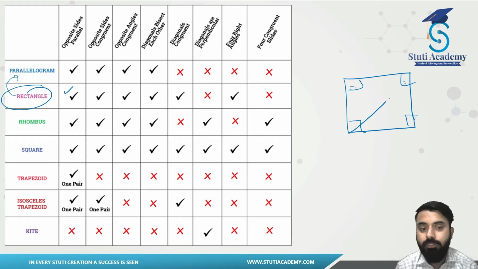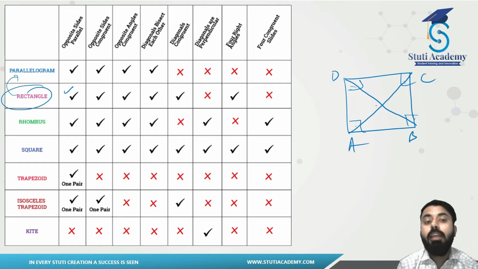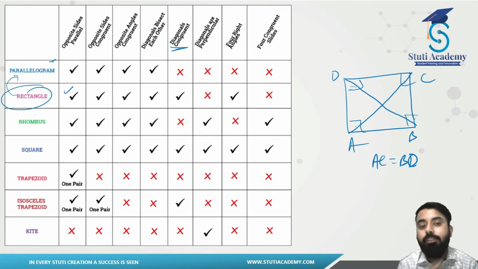If I join the opposite vertices, let's say this is ABCD, a rectangle. If I join AC and BD, you can see they will be bisecting each other. They will be of equal length as well. That means AC will be equal to BD. That is a special property for the case of a rectangle. It is not available in your parallelogram. Diagonals bisect each other, and diagonals are congruent here, but they are not perpendicular.